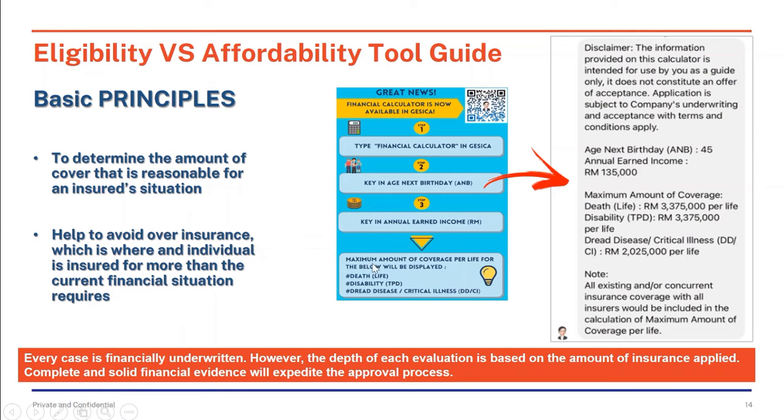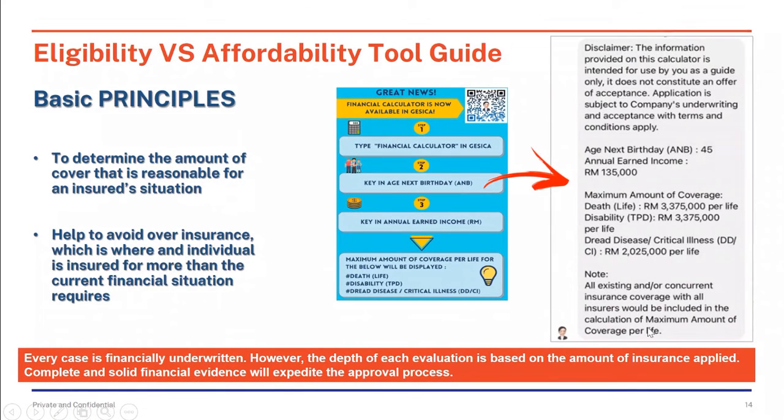Then you determine the maximum amount of coverage per life for TPD and also for the CI coverage. So here is a sample. Let's say for this person, if you key in the age next birthday is 45 and annual income is 135K, then the maximum coverage is 3.3M per life for TPD and also for CI. For the DD, the cover is about 2M per life only.